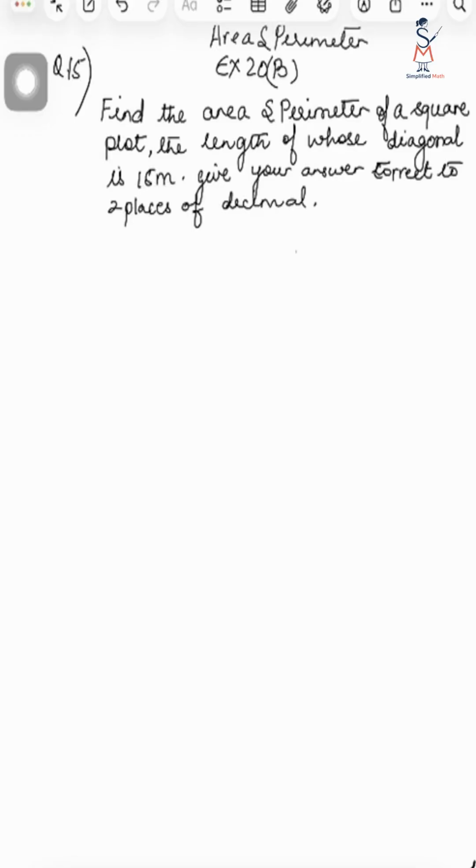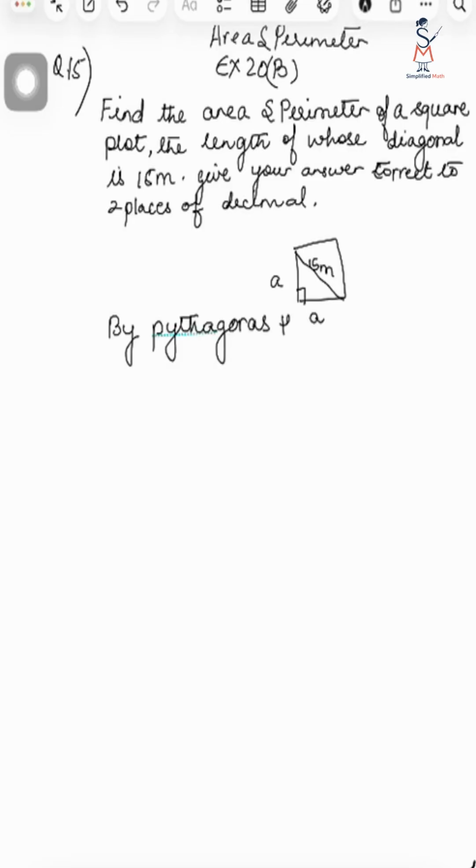So now we know that in a square, all the sides are equal, right? And this is 90 degree and the diagonal is given. This is called the diagonal and the diagonal is 15 meter. So by Pythagoras theorem, what we will apply here? We will apply Pythagoras theorem.